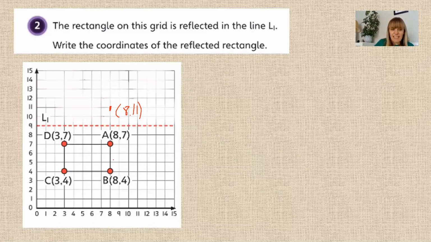Now, I find it easy then to think, well, look, between A and B, there's 1, 2, 3 squares. So I would go 1, 2, 3, and that there would be B1. Okay, and the same from here, look, between A and D, and they're the closest ones to the mirror line, there's 1, 2, 3, 4, 5 squares.